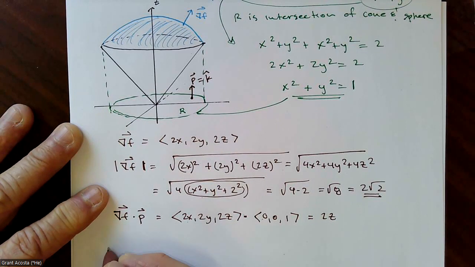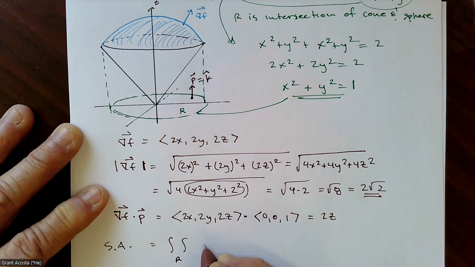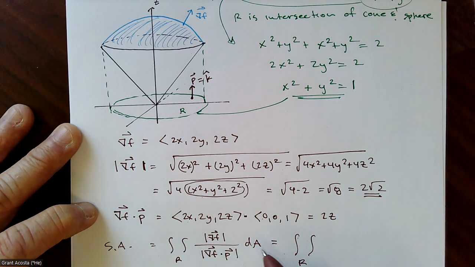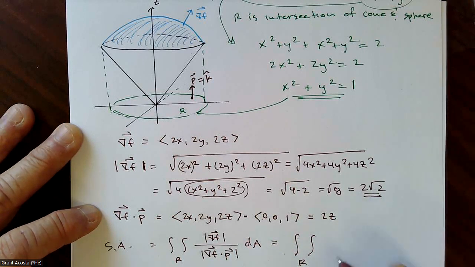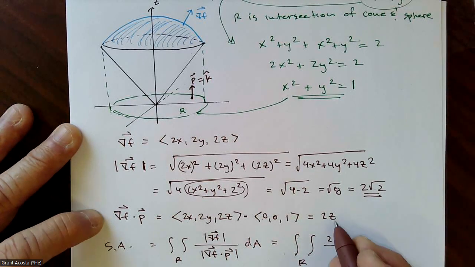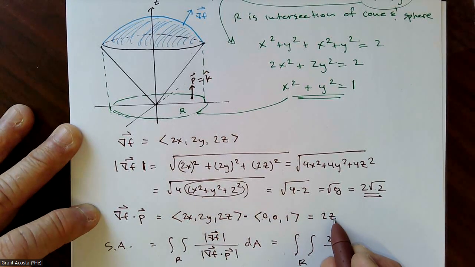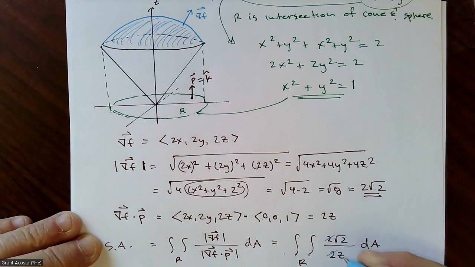So then the surface area: we're going to integrate over the region, over that circle, the magnitude of the gradient divided by the magnitude of the gradient dotted with p, dA. The magnitude of the gradient worked out nice. That's just 2 root 2. And okay, I didn't do the magnitude, but for the magnitude of 2z, at least in this case, z is always positive, so it's just going to be 2z. The 2s cancel out.